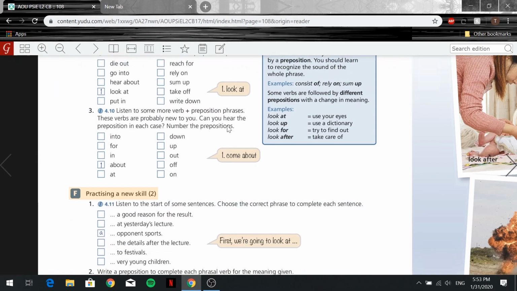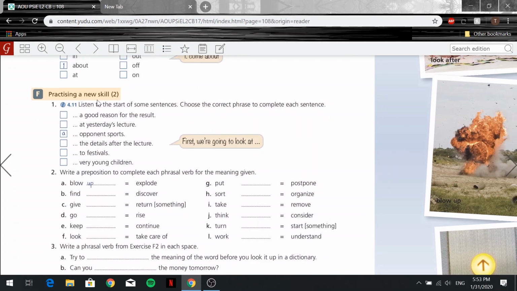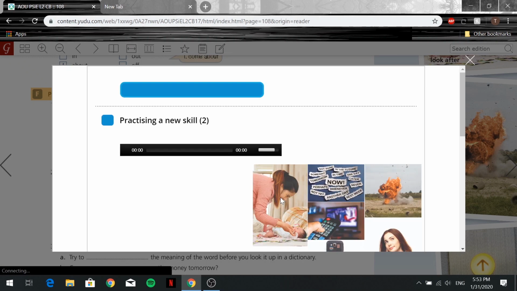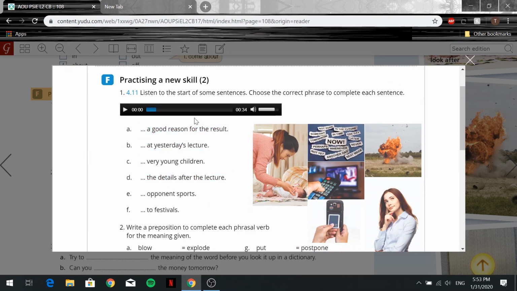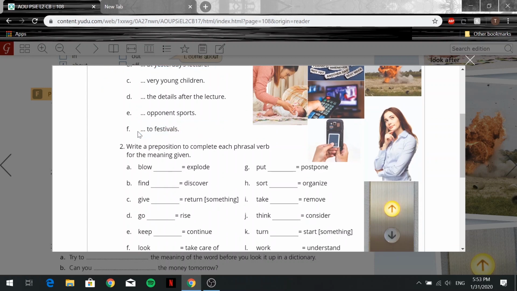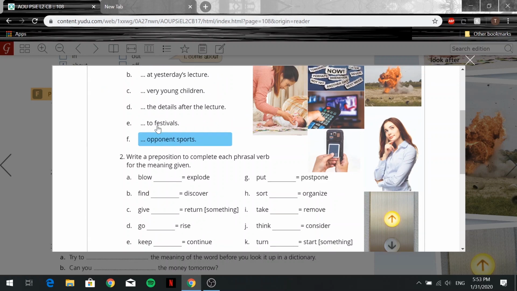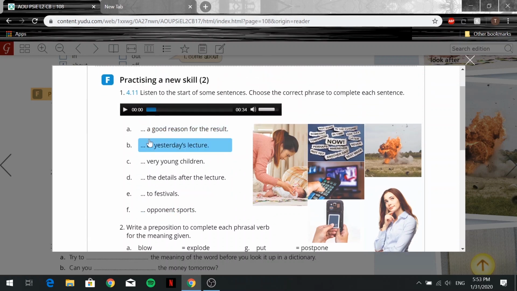Okay, so this was pretty simple, just to get you started on using prepositions after verbs. Now let's take a look at the exercise, practicing new skill, exercise F. So listen to the start of some sentences and choose the correct phrase to complete each sentence. Based on the letter of the sentence, we're going to choose the correct phrase. So here we go. Track 4.11.